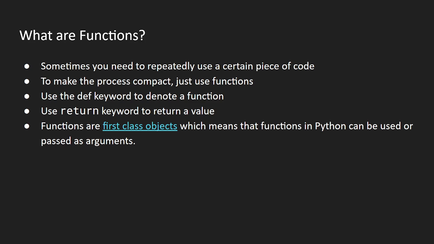And then functions are first class objects, which means that functions in Python can be used or passed as arguments. So a function, you just think of it in mathematical terms: f of x equals some polynomial. It works in a very similar way, but instead of a polynomial, we're going to do some operations with the input, which is x. But here we can have multiple inputs, which we will show, and those are called arguments.